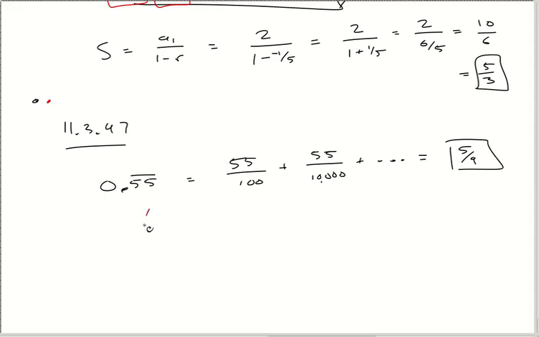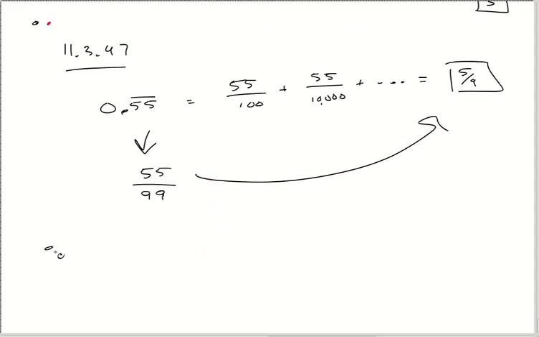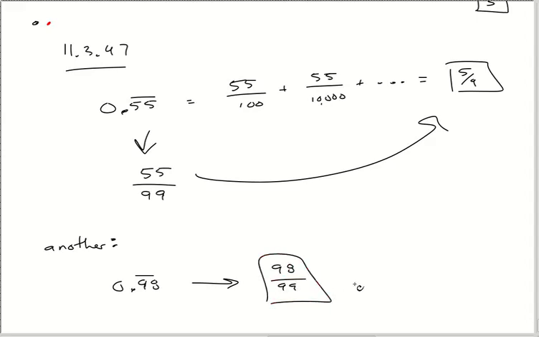What they're actually wanting you to do is take this repeater, and you're going to take the repeater divided by 99. You're going to divide it by 9s to the value of the repeated digits. So you had two digits being repeated, so you have two 9s in the bottom. Well, that obviously simplifies to 5/9. But let's do another one, like a new randomization. So let's say that I have 0.98 repeated. What's the answer? It's going to be 98 over 99. You see that it doesn't simplify this time. But you're putting as many 9s as you have digits from the repeaters.